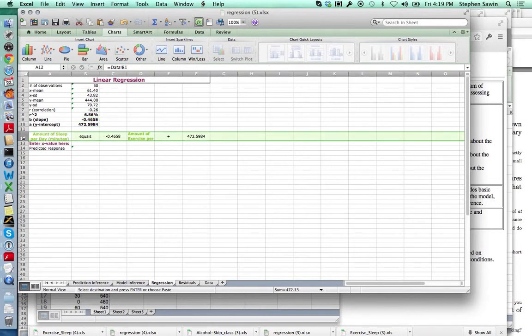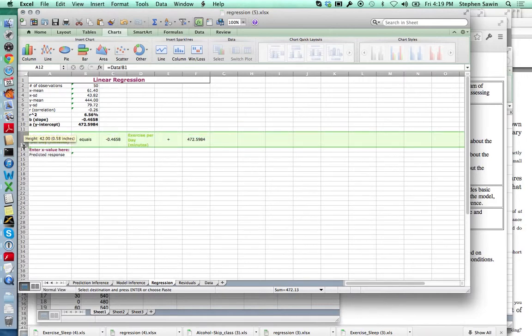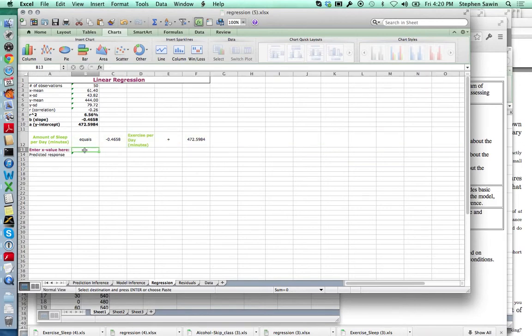It puts it in this jazzy form here, where it says the name of the variable equals the slope times the explanatory variable plus the y-intercept. You can even enter a value of x here, and it will predict for you a value of y. That's all pretty and helpful. Remember the interpretations here. This is saying each additional minute of exercise that you get, on average, you expect to sleep about 0.46 minutes less. And if you didn't exercise at all, you would expect to sleep 472 minutes per night.